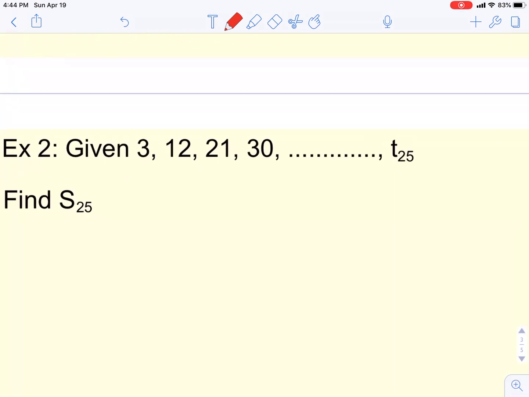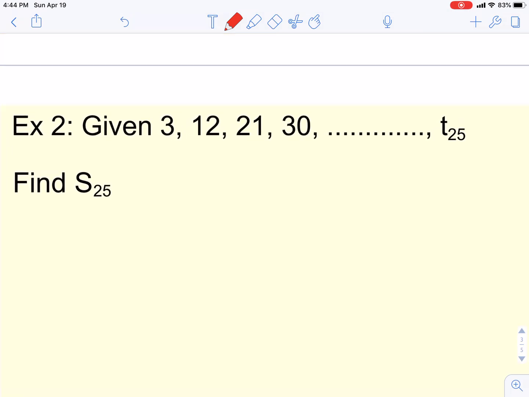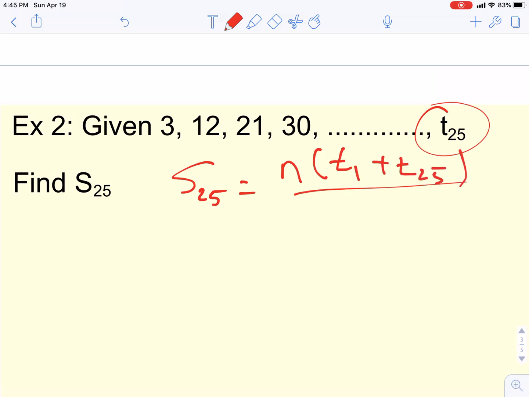Here's a little different one. We want to find out the sum of the 25 terms of this pattern. Well, we don't know the 25th term. So you could go 3, 12, 21, 30, keep adding 9 every time to get to the end. Well, that's going to take us forever. So our formula, we want to know the number of terms, the first term, in this case the 25th term, and we're going to divide by 2.